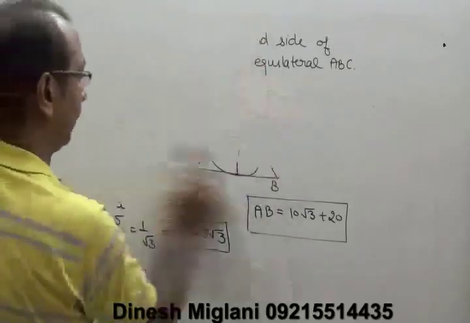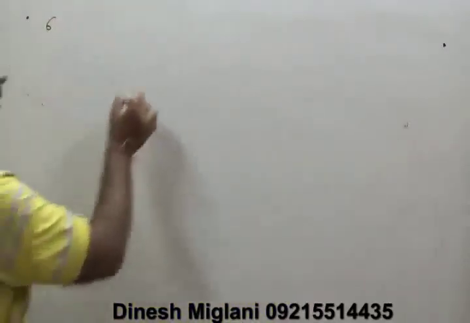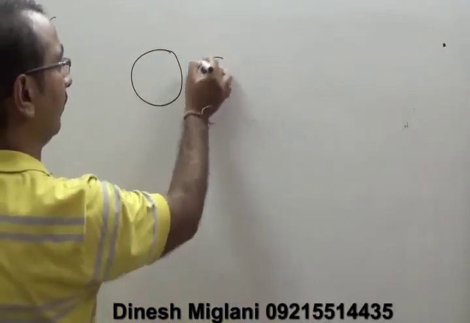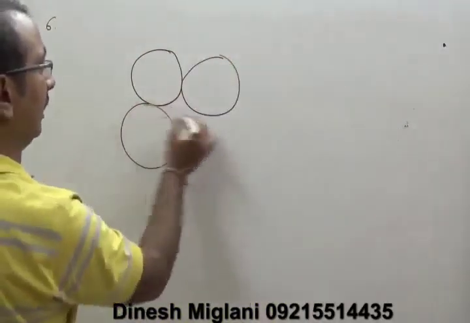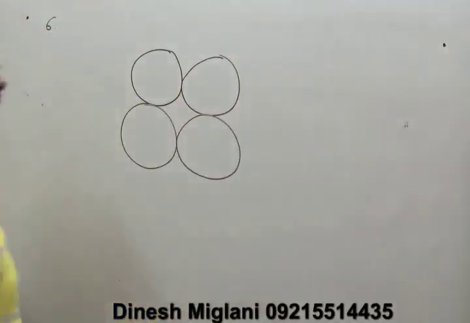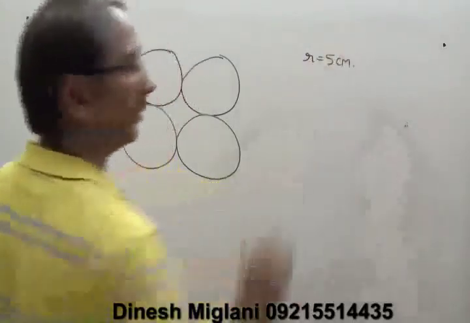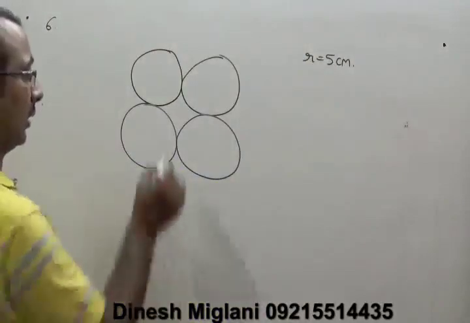Next we have statement number 6. It is given that there are 4 circles: circle number 1, circle number 2, circle number 3, and circle number 4. All these 4 circles have equal radius, that is equal to 5 centimeter. And we have to find the radius of 2 circles.